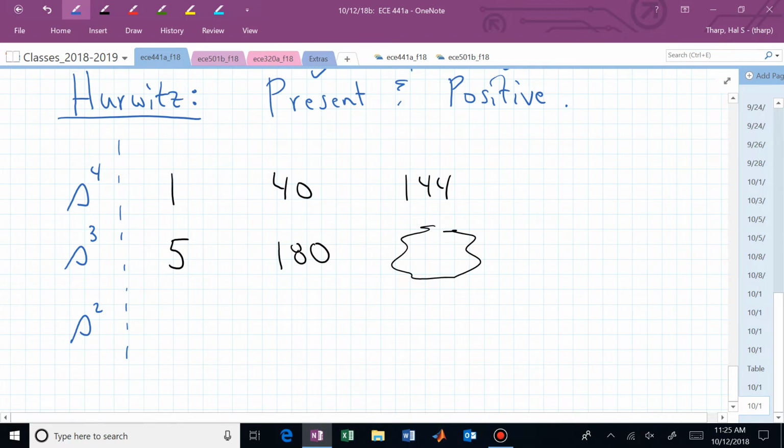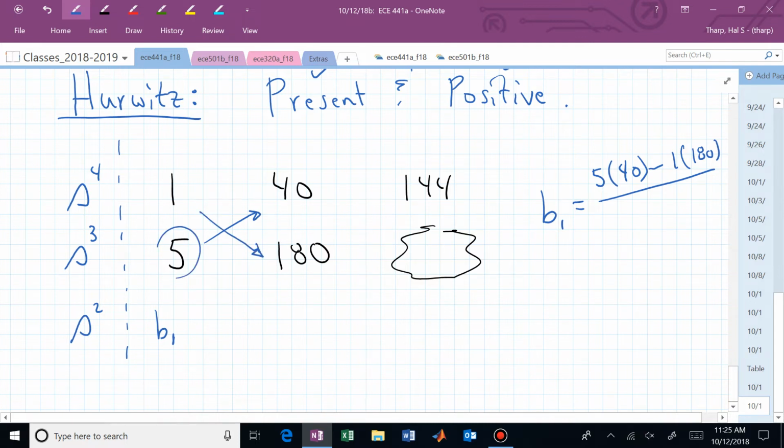Let me now build up this Routh array, b1. Let me do it here on the side so that you can see where these are coming from. I have 5 times 40 minus 1 times 180 all over 5. So now I have 5 times 40, that's 200, minus 180, so the numerator now is 20, divided by 5. This now becomes a value of 4 for b sub 1.